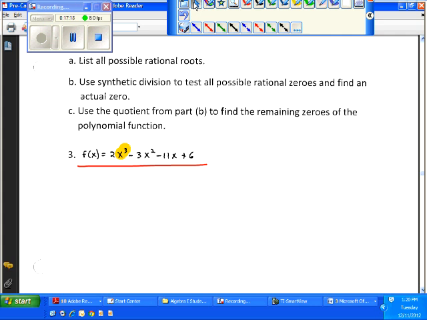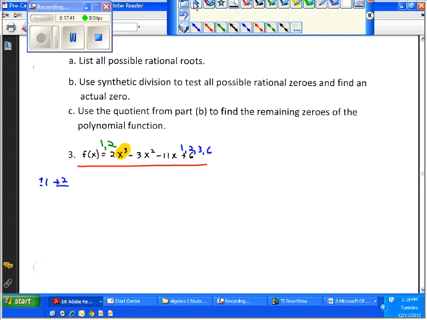Okay, so A, we're going to list all the possible rational roots. And so we're going to take the factors 1, 2, 3, 6, and the factors 1, 2, and we're going to find all the possible rational roots. So we're going to have plus or minus 1, plus or minus 2. I better give myself some space, hadn't I? Plus or minus 1, plus or minus 2, plus or minus 3, plus or minus 6, over 1 or 2.